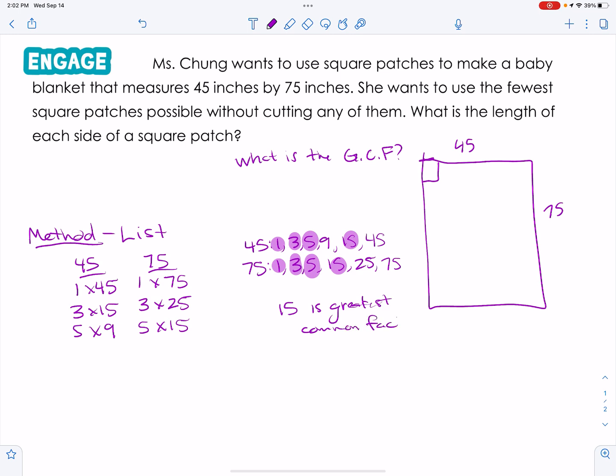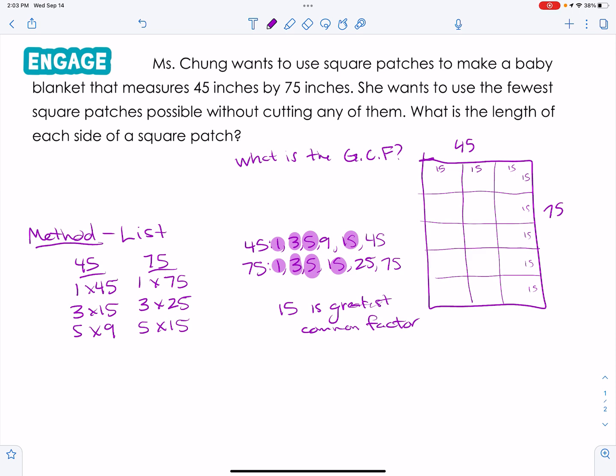So our greatest common factor here, that just means that on this baby blanket, if I could erase that, if we break these into squares that are 15 inches wide, we would have 3 columns because each of those is 15. And then we would have, let's see if these look roughly square-ish. Then these would also be 15. Did I do the right amount? Yeah, I think so. So there we go. So that would get us our square patches for our baby blanket.